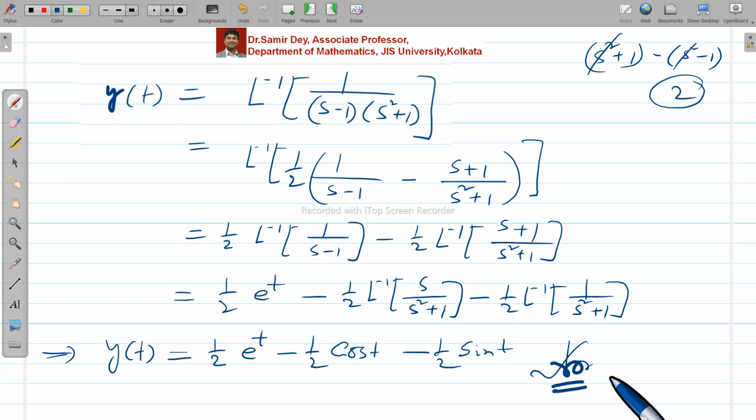Okay. So I think this calculation process is totally known to you. Please revise this portion again and again so that you can understand this.